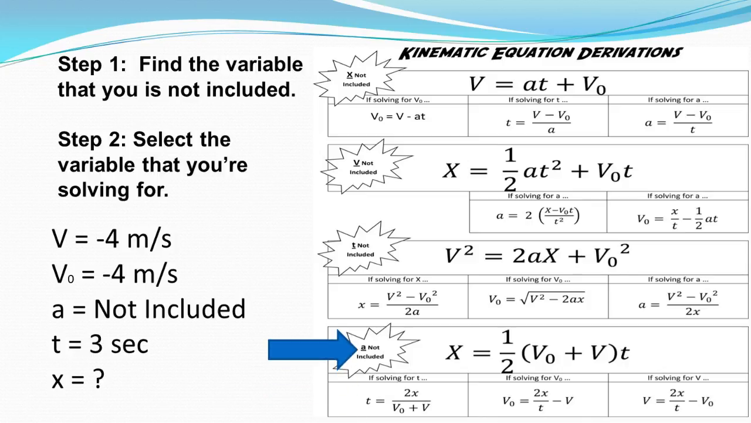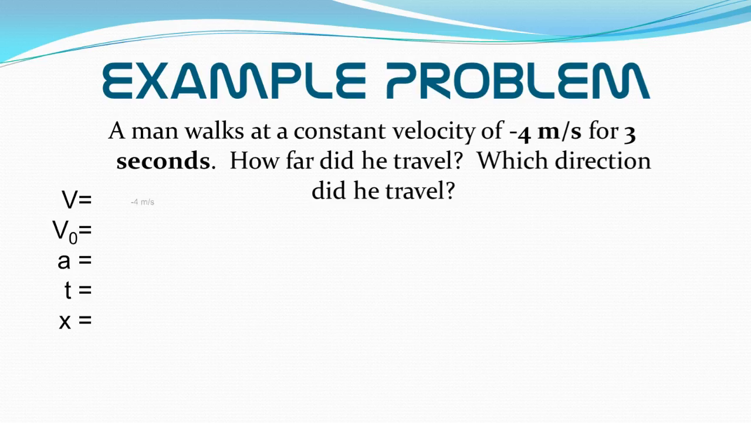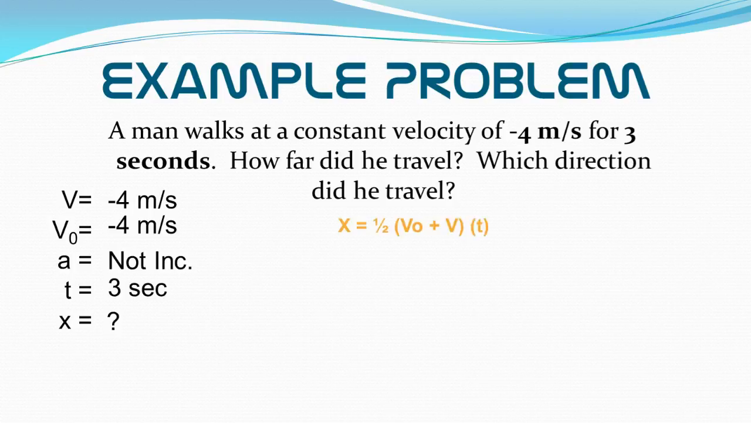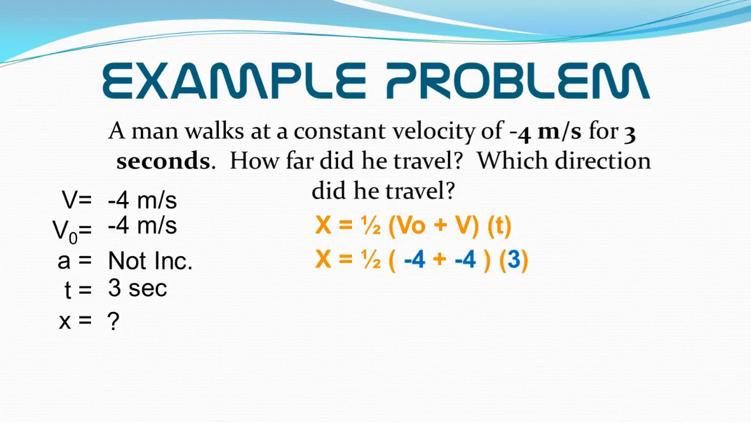a is not included. We're solving for x. There's the proper equation. Now that we have all of our given information, we have our equation, we can plug and chug. We would substitute everything in: -4 for initial, -4 for final, and 3 for time. On your own, calculate how far he traveled and in which direction.